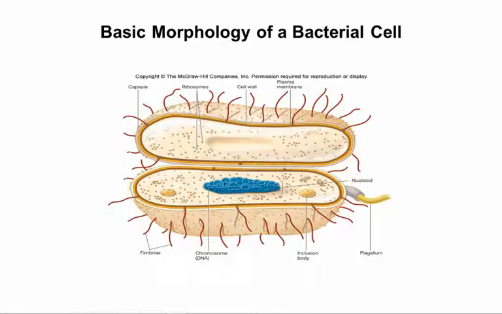So going from the outside towards the inside, the outermost layer is going to be the capsule. Then you have the pili or fimbriae on the outside, flagella floating around, then the capsule, then the cell wall, and then you get inside: cytosol, inclusion bodies, and the nucleoid.